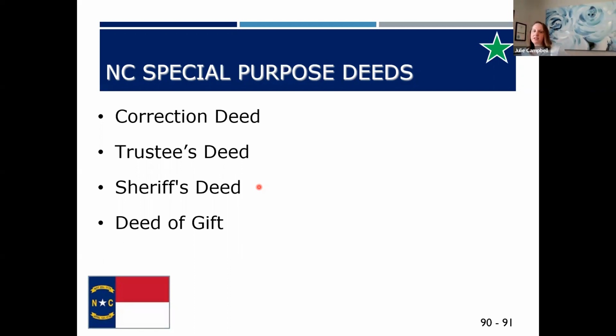When you have a trustee named in a will or a trust, we talked about trusts at the end of Unit 2 last week. So when a trustee is going to handle the property on behalf of the grantor for the beneficiary, we may use a trustee's deed to convey the property to the attorney, to the trustee.